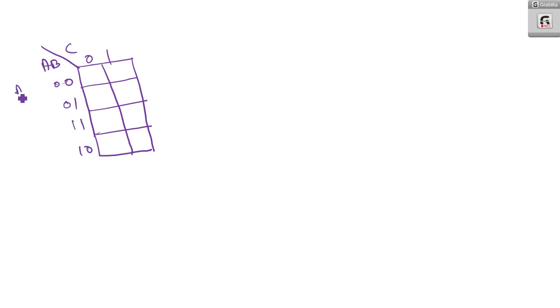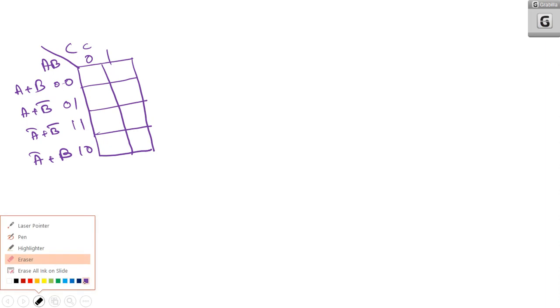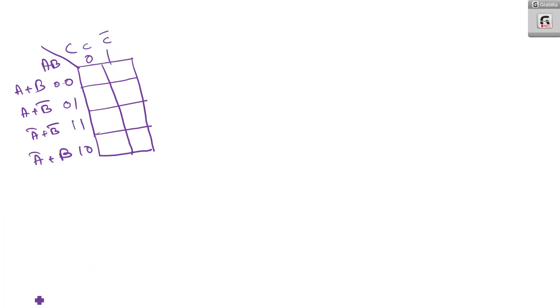So here I can write it as A or B, A or B bar, A bar or B bar, A bar or B. This is C, and one is C bar. Now if I am writing the decimal equivalents: 0, 1, 2, 3, 4, 5, 6, and 7. And all the terms of F are 0 to derive the maxterms.